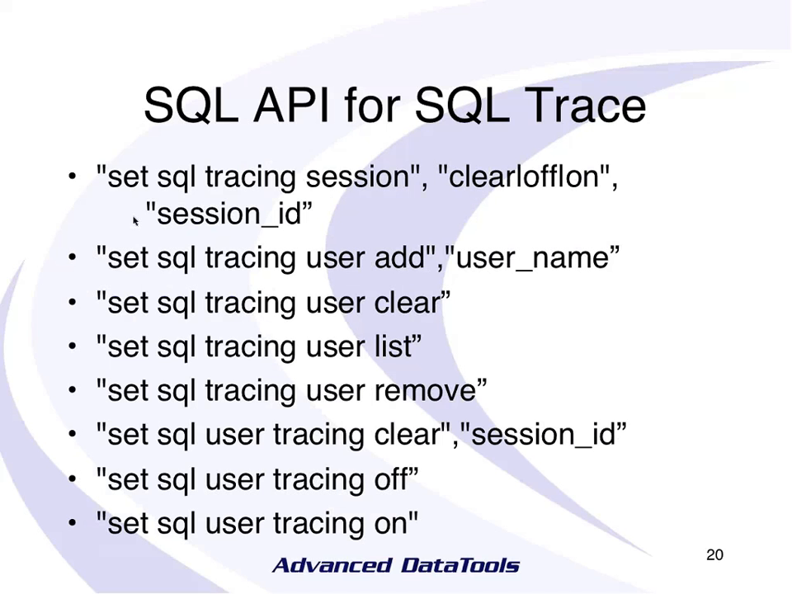You can also use the API to set up SQL tracing for a session, and you can say clear, which clears the data from that session, off or on, which turns it on or off for a session ID. You can add a user, which then adds that user to the list of users that are being traced. And if you have global, all users are being traced. This only really is helpful when you don't have global on. And then you can do remove or list to see what users you're tracing.